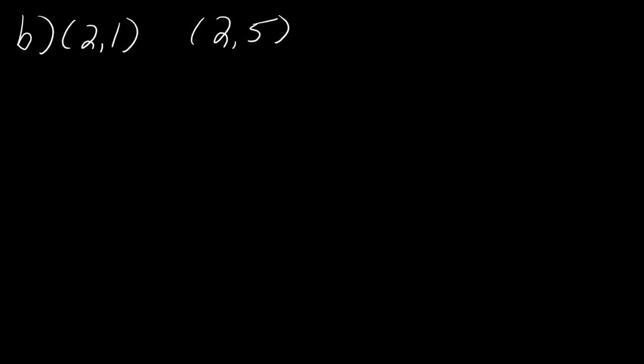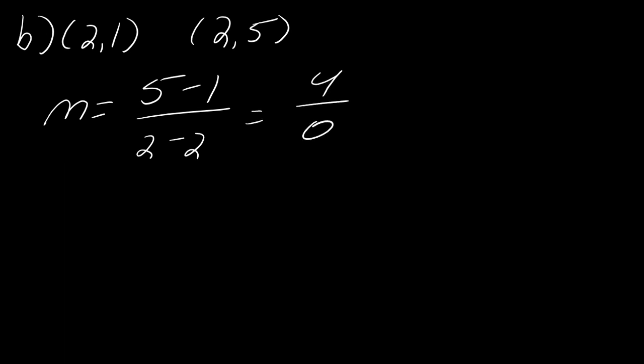Next, let's take a look at the next one. So let's see, this will be 5 minus 1 over 2 minus 2. So I get 4 over 0. Okay, so this is one of those examples with slope where you have to just remember, anything divided by 0 does not exist. So this is what we call an undefined slope.